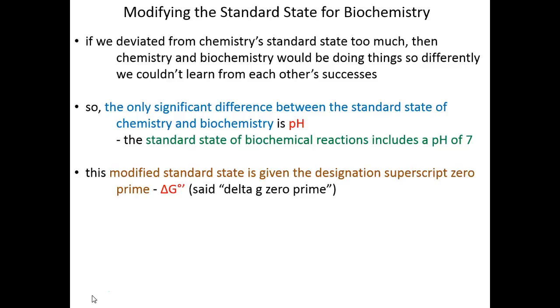Now, because we adopted a relatively modified standard state for biochemistry, we have to use a different symbol to show that as well. And the symbol we have selected is a prime, a single quotation mark. So if, for example, you were to see a symbol like this, delta G superscript 0 prime, or said more quickly and more informally, delta G 0 prime, that would tell you that the experiment that was conducted to measure this change in free energy, this delta G, was done at the biochemist's standard state, which is all of the chemistry standard state, with the exception that the pH of the reaction was a pH of 7.